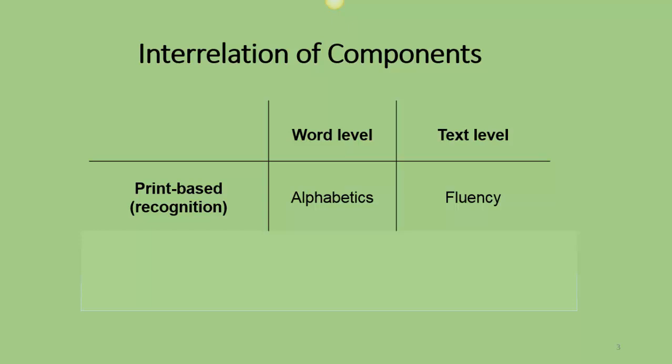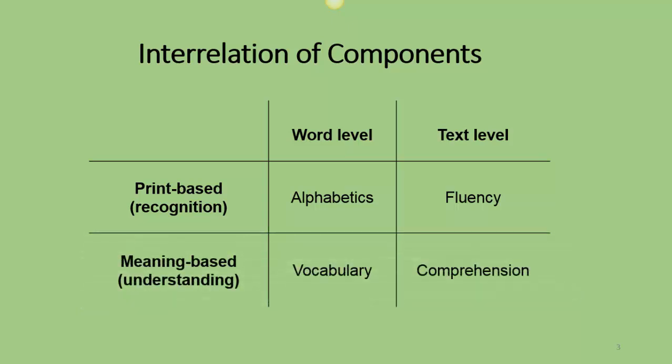And here we have this graphic where it says print-based recognition. On the word and text level, for the word level you have alphabetics, and on the text level there is fluency. And then for the meaning-based, which is understanding, on the word level it's vocabulary, and on the text level it's comprehension. So now here is how they interrelate.